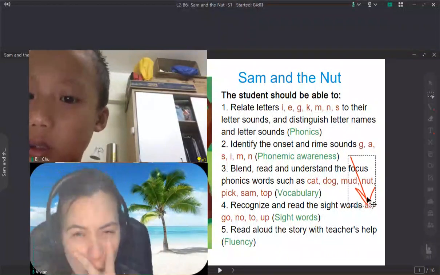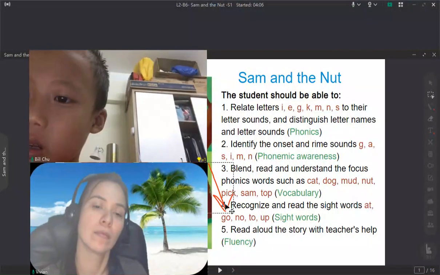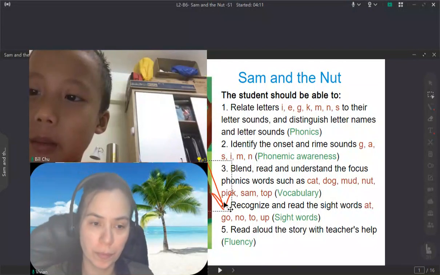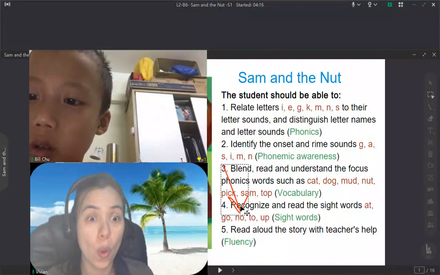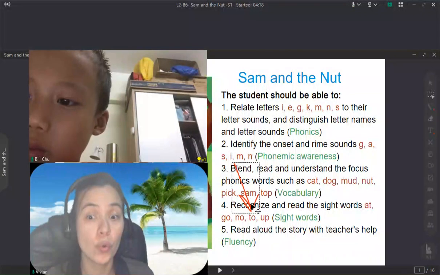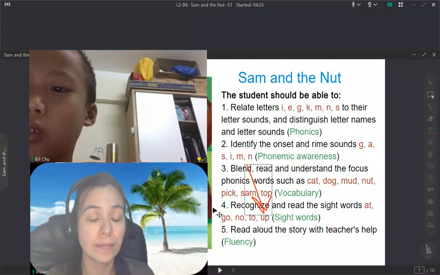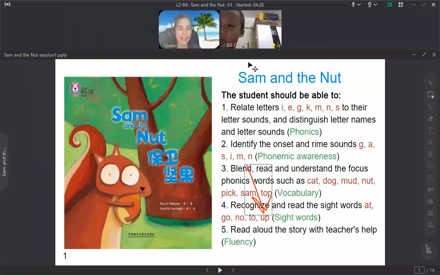Look at the word. Look at the computer. Look and then say. Bill, say go. Go. No. Two. Bill, are you ready? Same. Bill, are you ready?